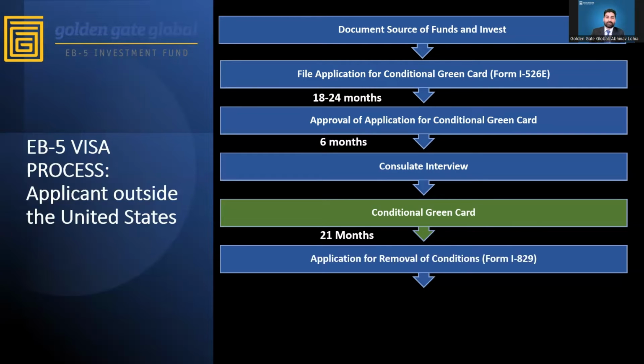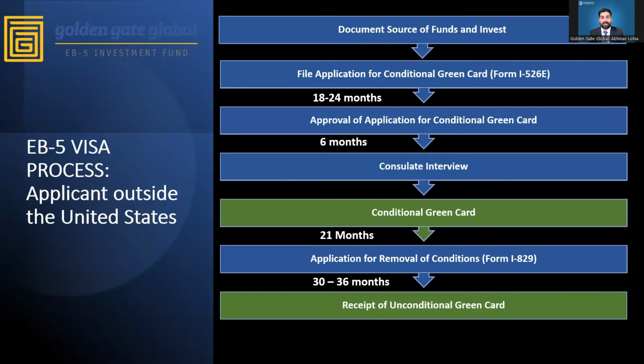Now, in this application, they're testing the practical aspect of things. They want to see a clear trail from your funds that were held in an escrow account to being finally deployed in the project for which the business plan was submitted. The second thing they want to see is that the funds were actually spent and resulted in creation of at least 10 American jobs per investor. And once you've overcome that hurdle, you will be issued an unconditional green card.